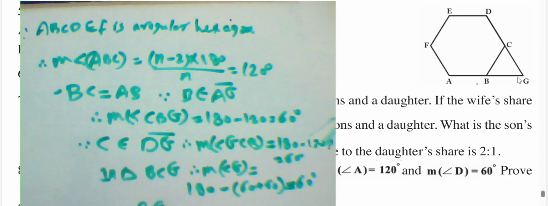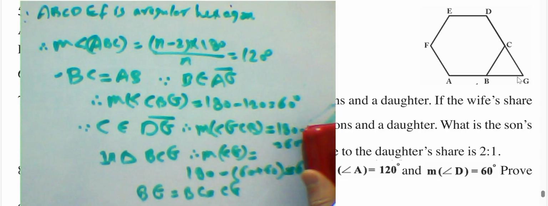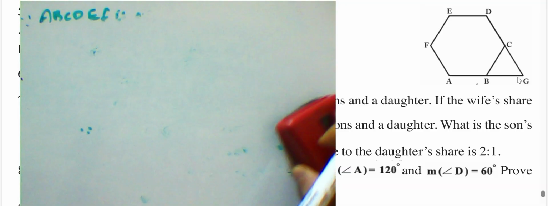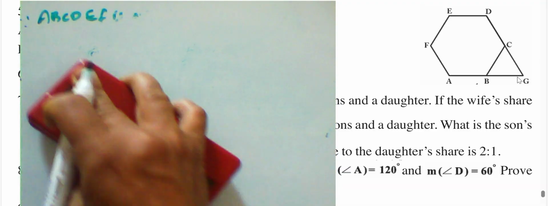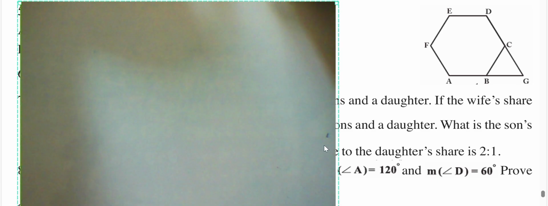Then BG equals BC equals CG. They are equal. Okay, we call this triangle an equilateral triangle. Understood this question? Now we'll continue.